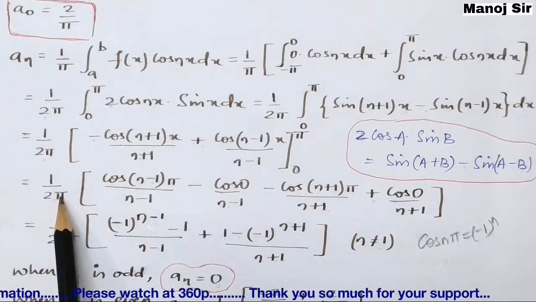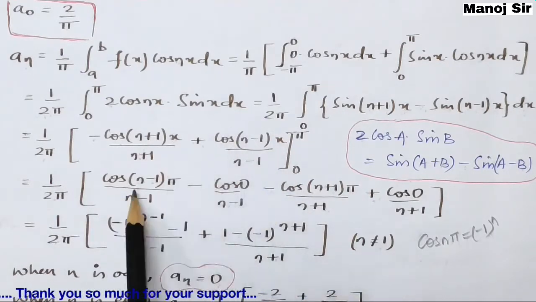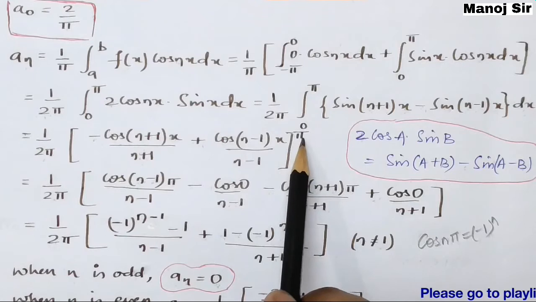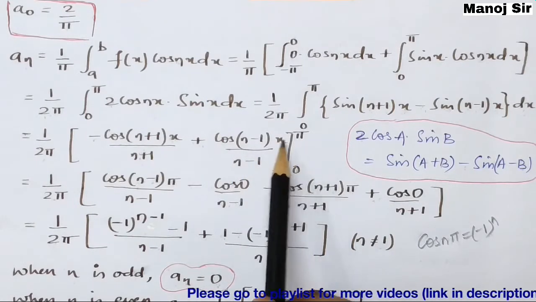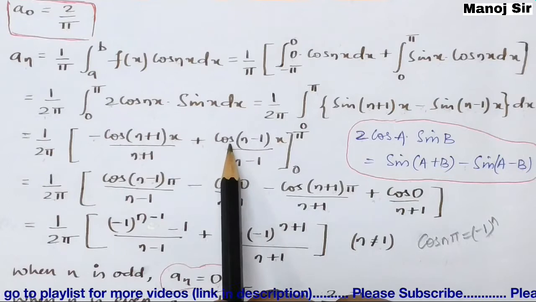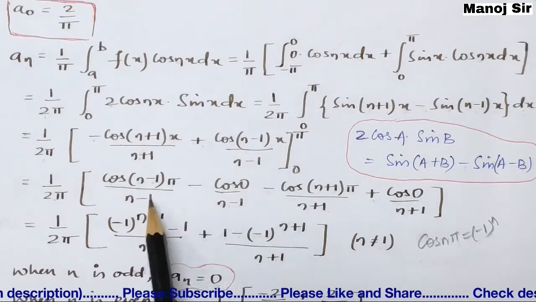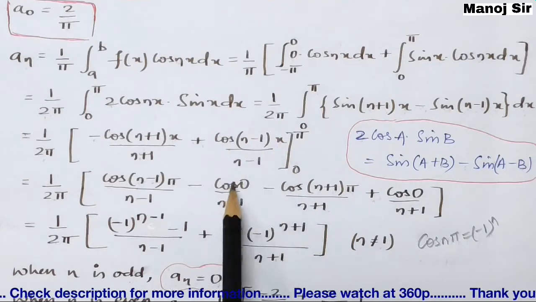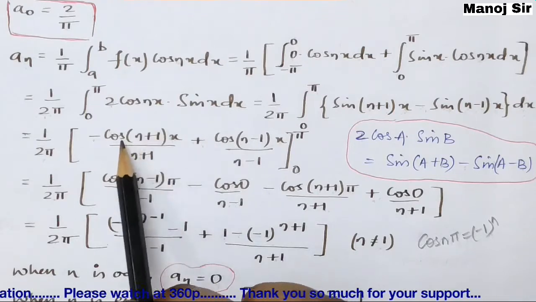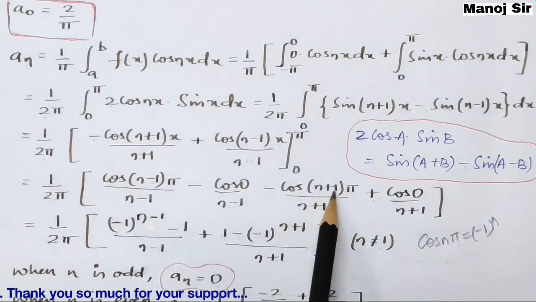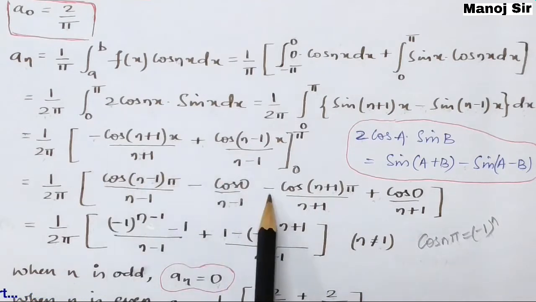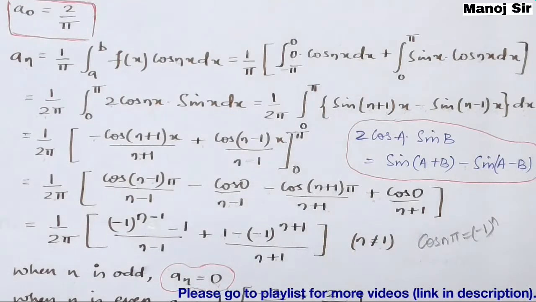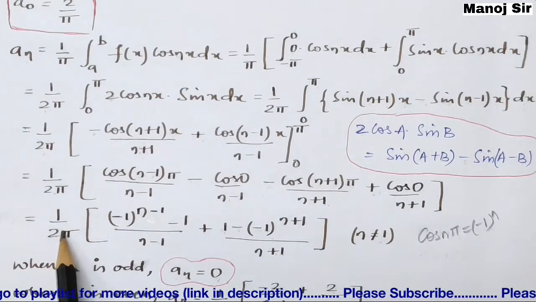Now here 1 upon 2 pi. We write this term first and this term second, applying the limits at the same time. If you put the limit here, upper limit minus lower limit, this is going to be cos of n minus 1 pi upon n minus 1. Similarly here, putting the lower limit, this is cos of n minus 1 into 0, that is cos 0 upon n minus 1. Again coming to this part, putting the upper limit, minus of cos n plus 1 into pi upon n plus 1. Upper limit is negative, so the lower limit would be positive: cos 0 upon n plus 1. Here 1 upon 2 pi is as it is.